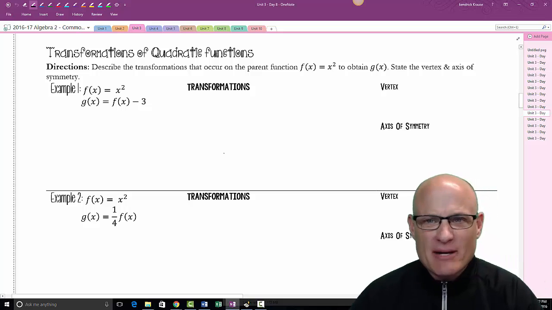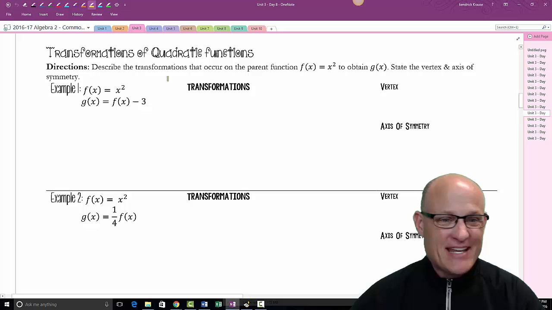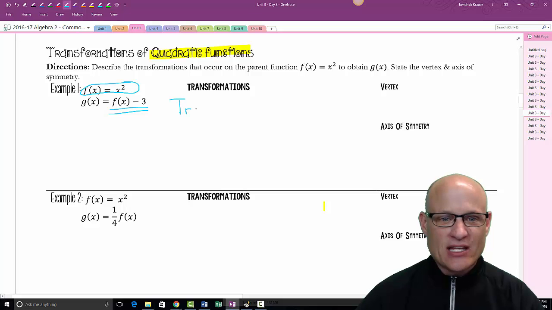All right, so let's talk about transformations real quick, and then we'll get into the meat of today. So transformations on the quadratic function. If I gave you the parent function, x squared, and I said all we're going to do is f of x minus 3, what is the transformation? It is a translation down 3 units.